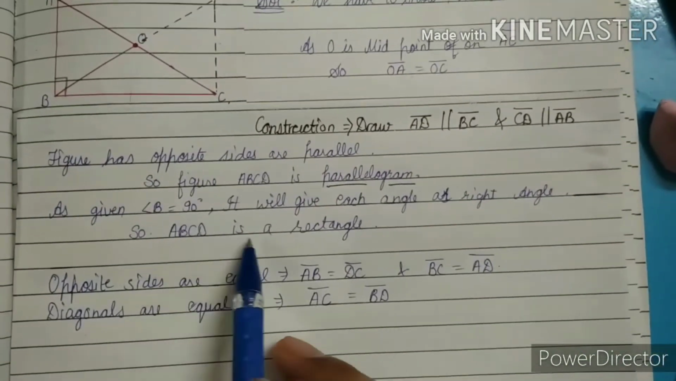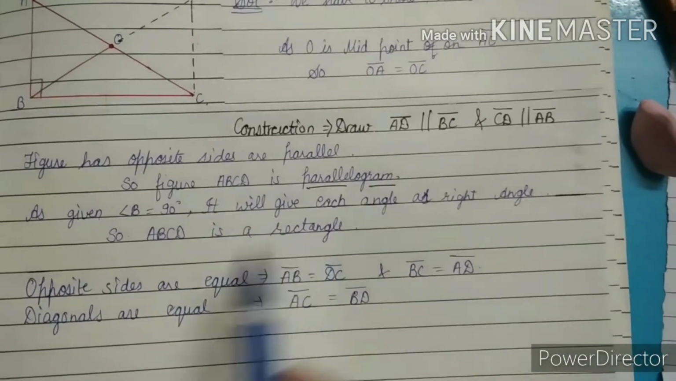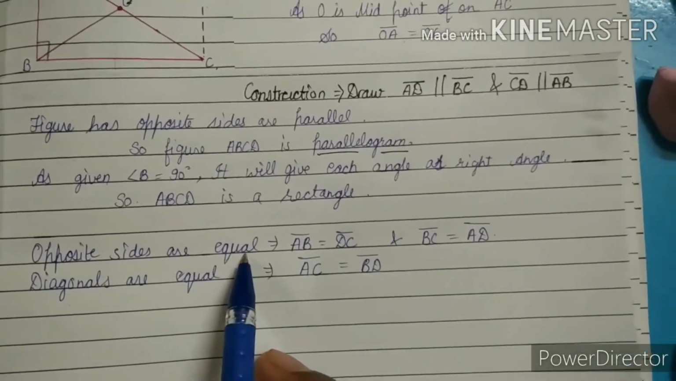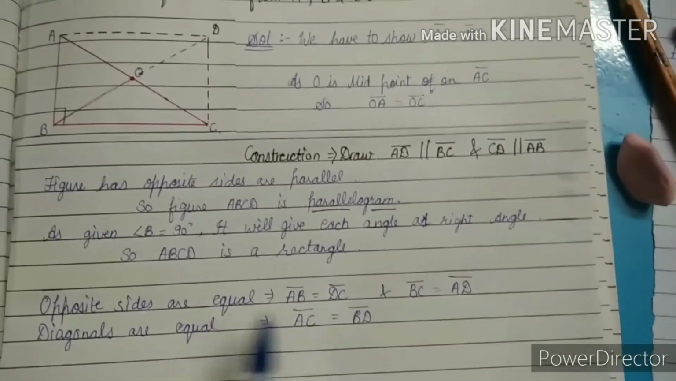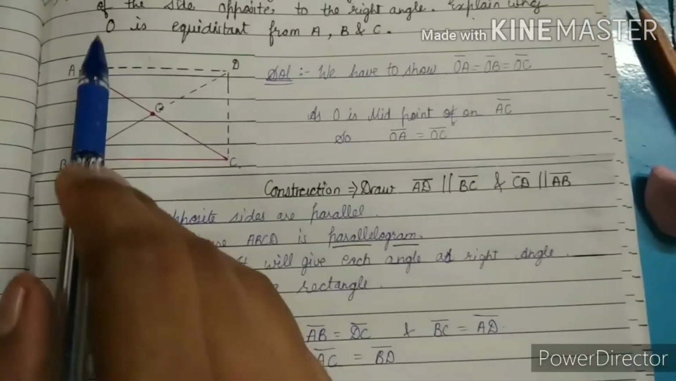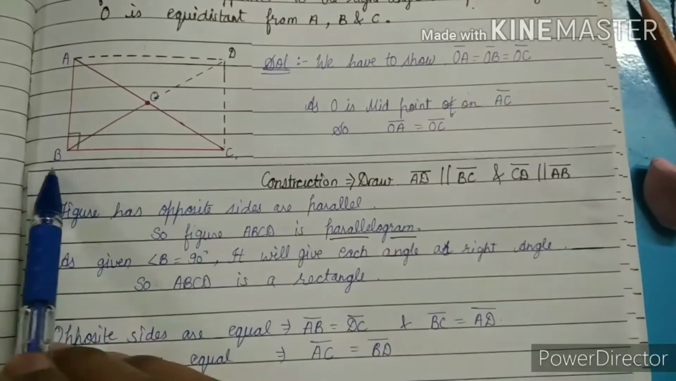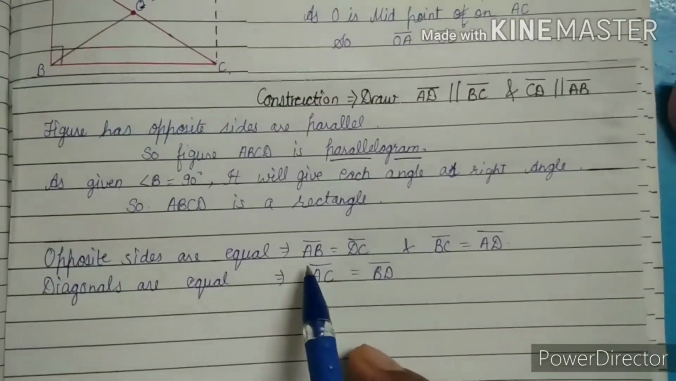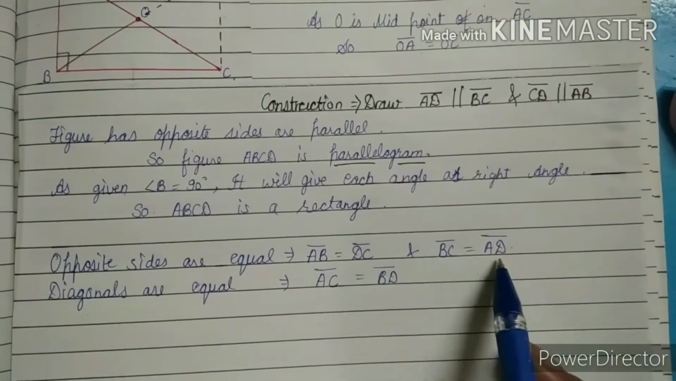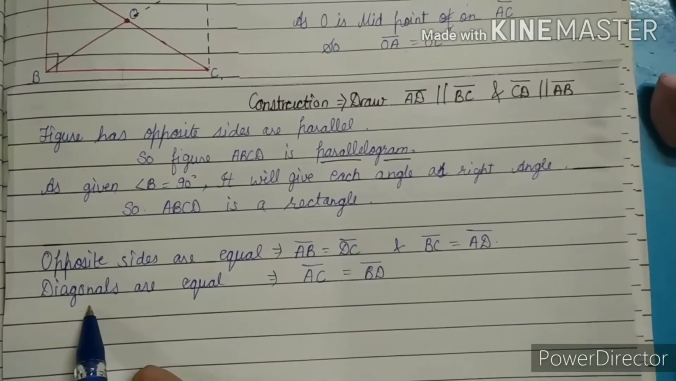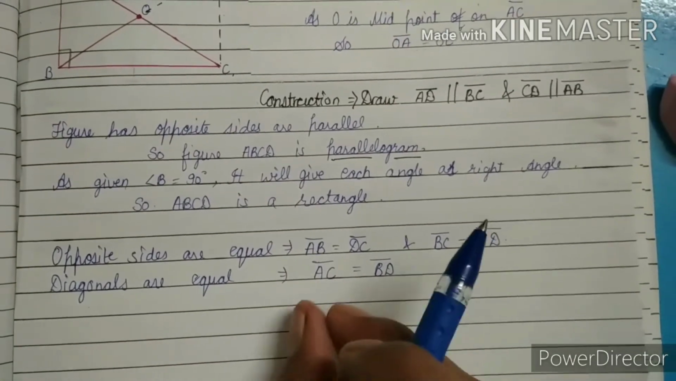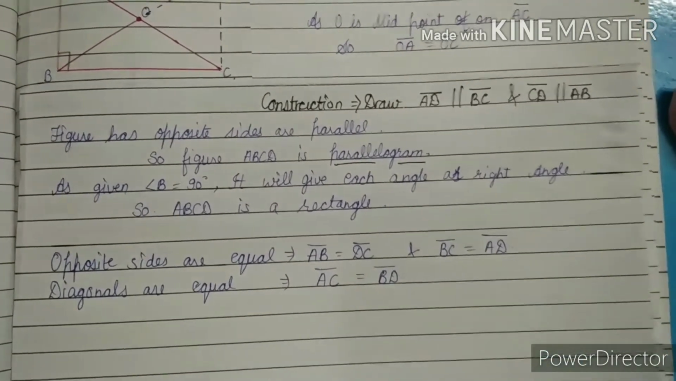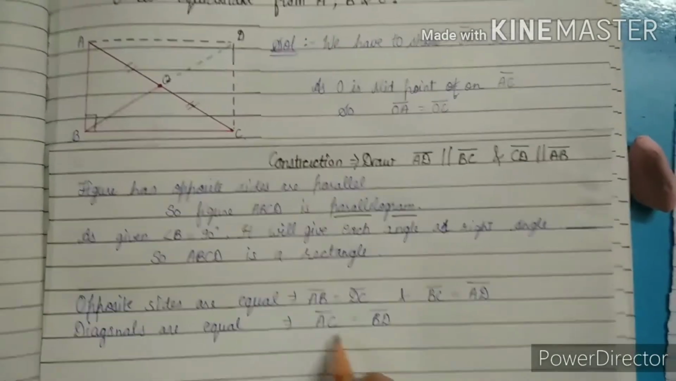So ABCD is a rectangle, that's why from the rectangle property we can say opposite sides are equal, and the next thing is diagonals are equal. So we have to put the opposite sides as equal: AB is equal to CD and BC is equal to AD. In the diagonal section, both diagonals: AC is equal to BD.